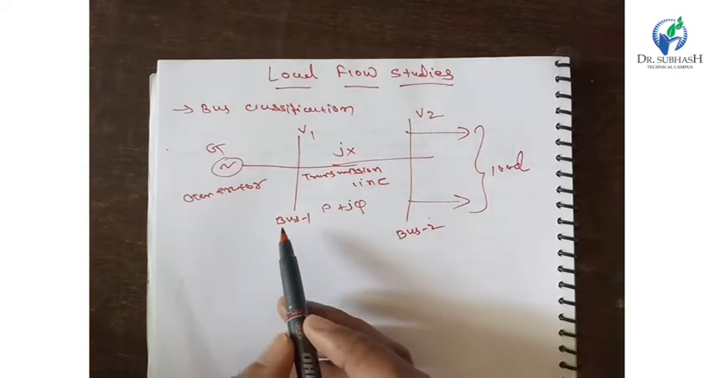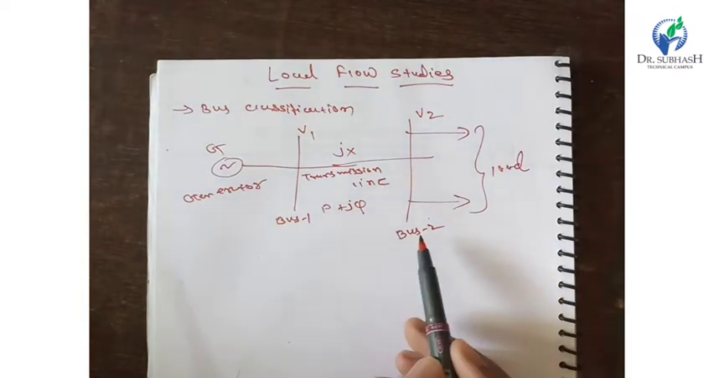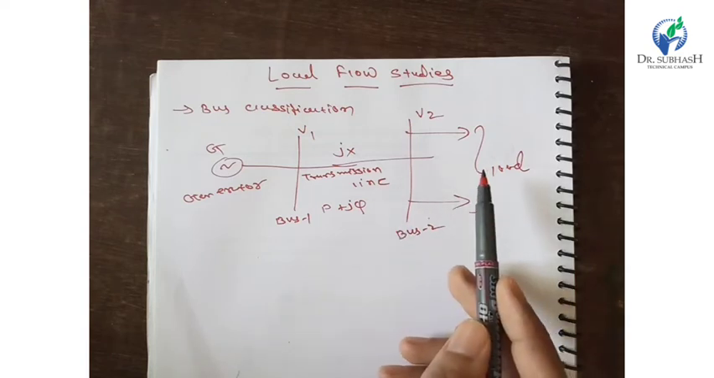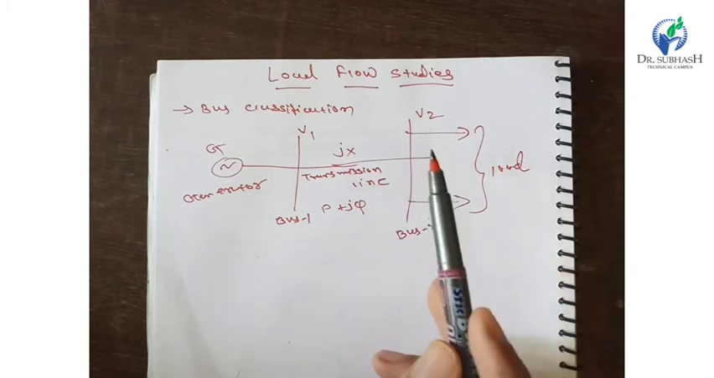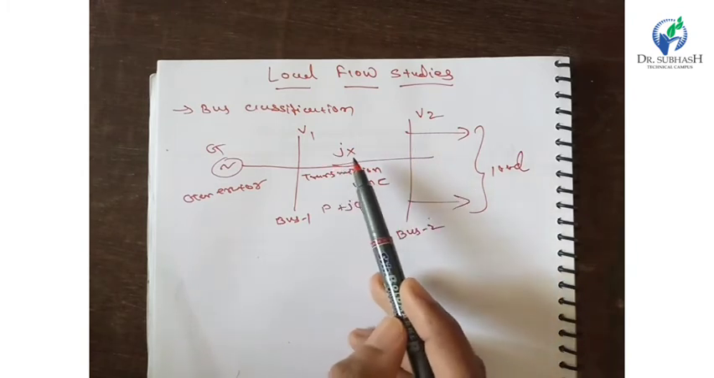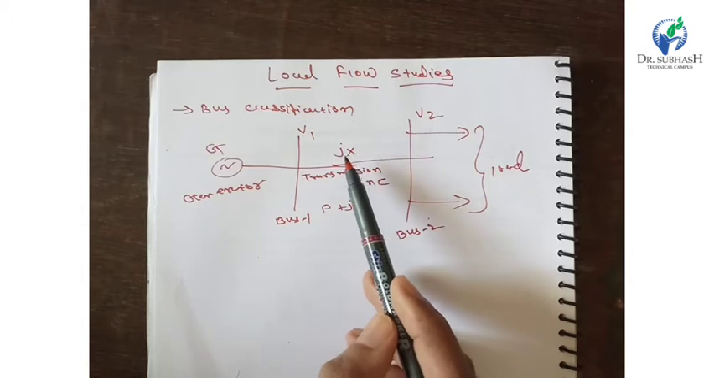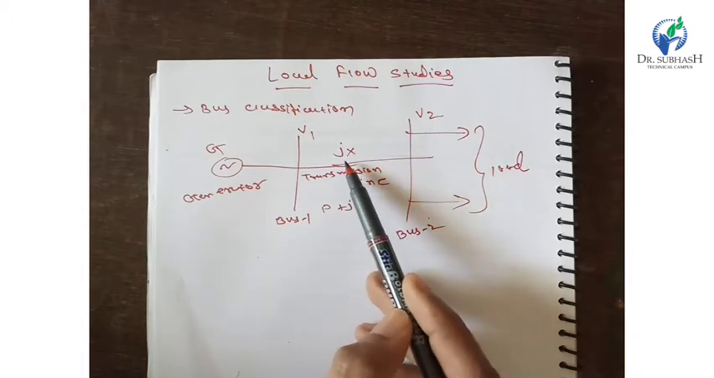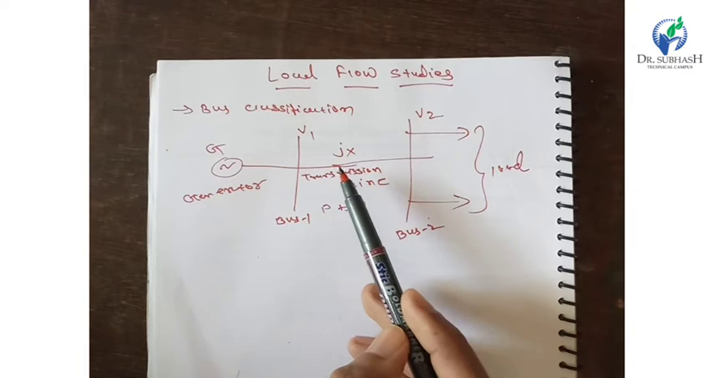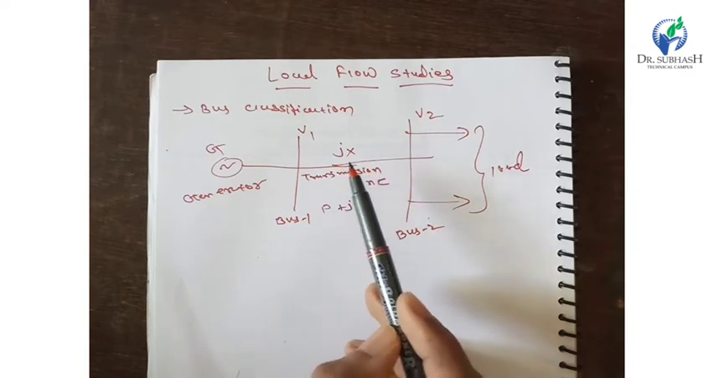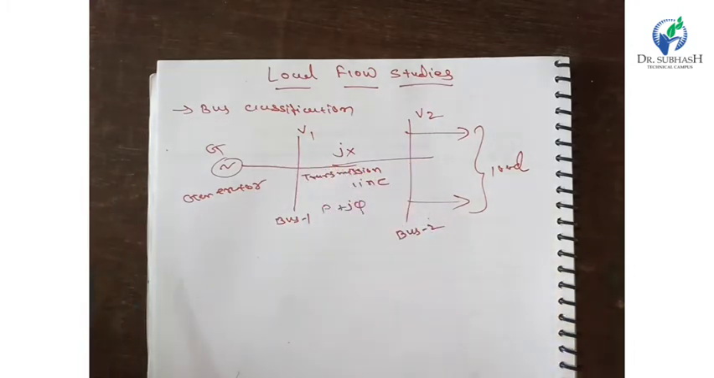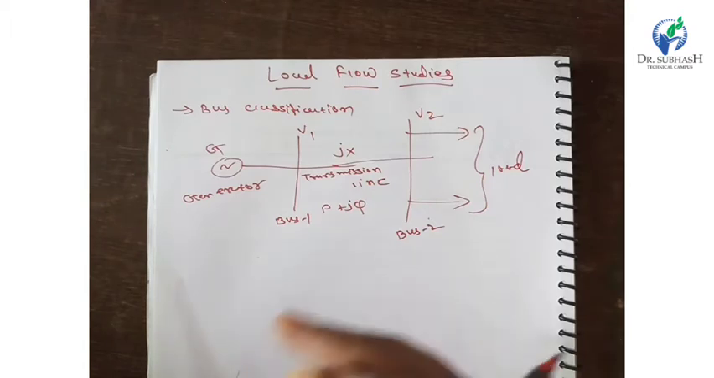Here bus 1 is a generator bus, bus 2 is a load bus, and bus 1 and bus 2 are connected through the transmission line, whose reactance is jX. It is not necessary that all of them are connected at every bus. The bus is indicated by a vertical line at which a number of components are connected.